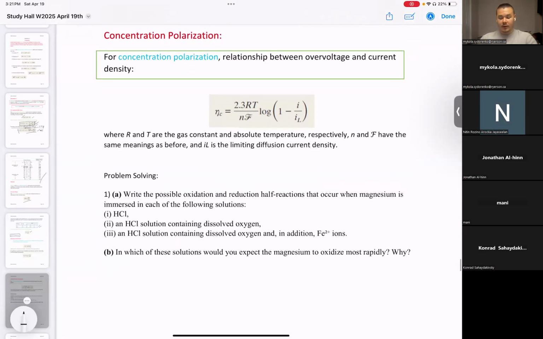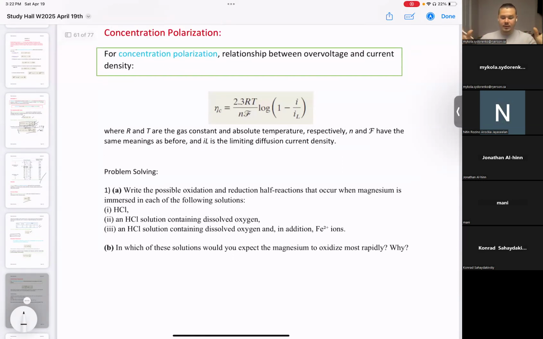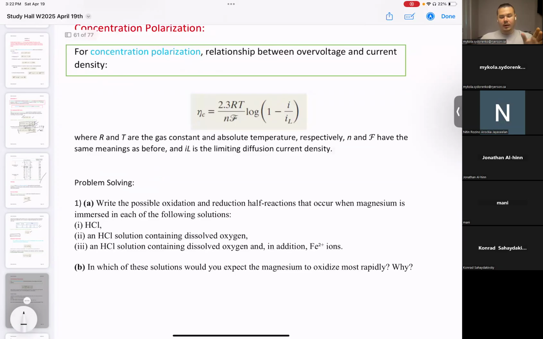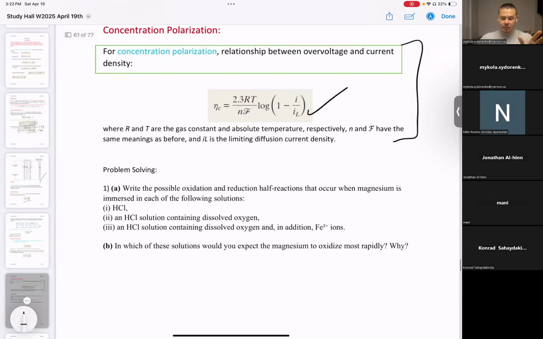Okay. So another important topic of the corrosion is the concentration polarization. Concentration polarization is a relationship between overvoltage and current density. So you can read about it, guys. I just gave pretty much the equation in case it is being asked in the final exam. You can read about it in the textbook. Now, the possibility of getting this on the final exam is somewhat low, but just to be safe, please read about it. Know about the existence of this equation.